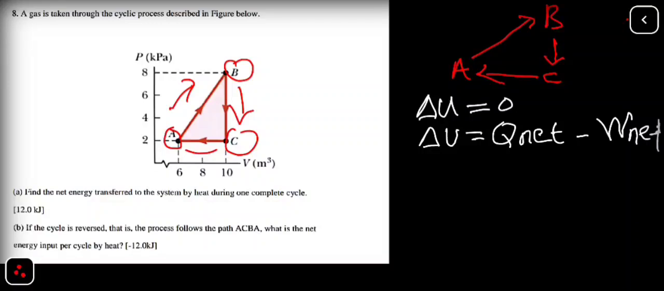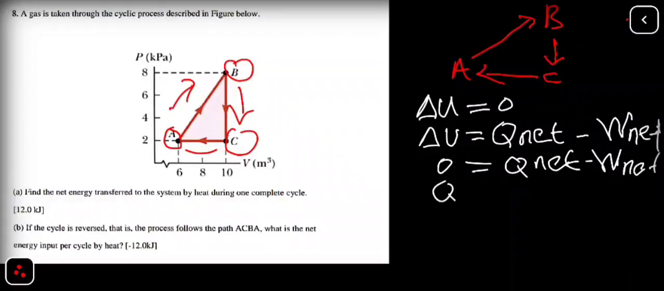Since our change in U, the internal energy, is equal to zero, we have Q net minus W net equals zero. When you move W net to the other side, Q net is equal to W net, according to the first law of thermodynamics.